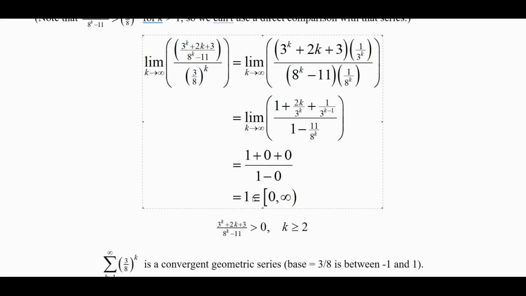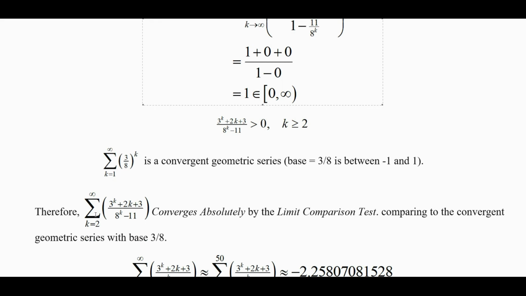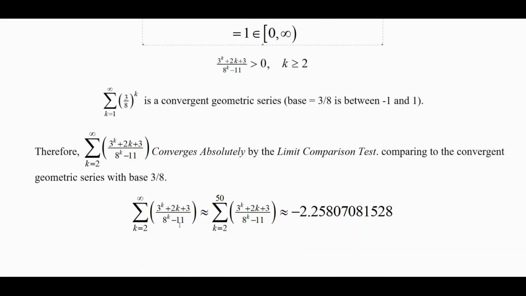And then all that goes to 1. Well, 1 is a legitimate limit. So we get both series do the same thing. Since the original is a convergent geometric series, a base 3/8 is between -1 and 1, then this one converges, and it converges absolutely because if you take the absolute value of that first term, certainly that's going to still make it converge.